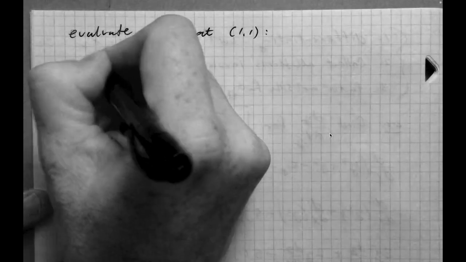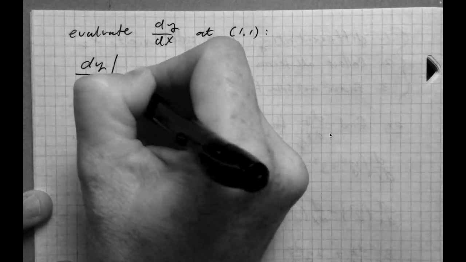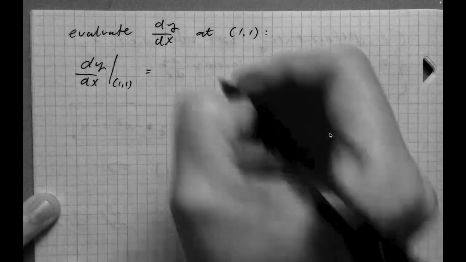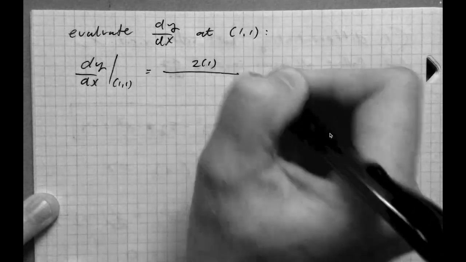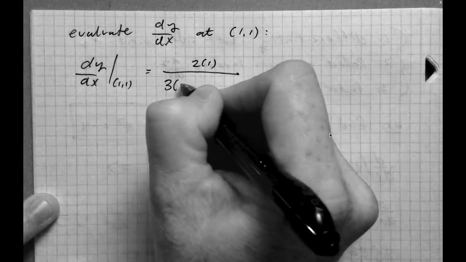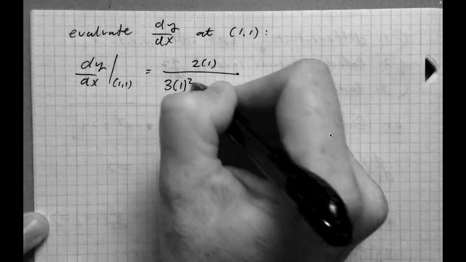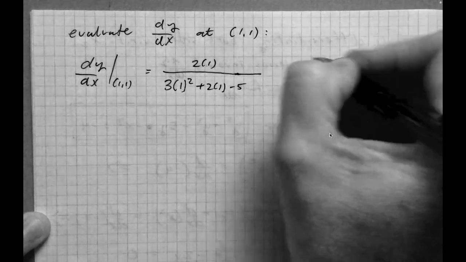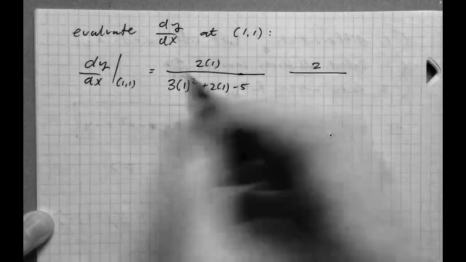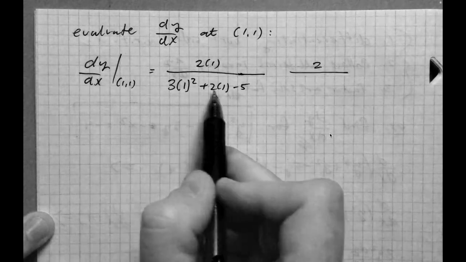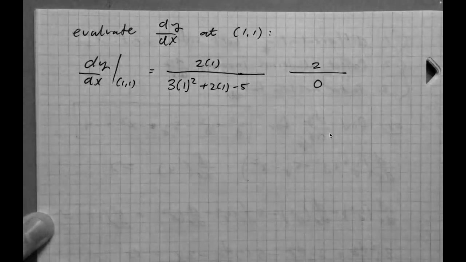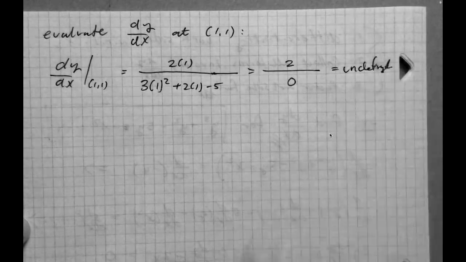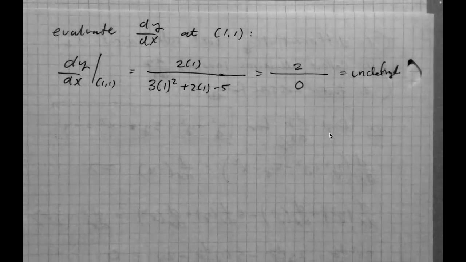Plugging in 1 for x and 1 for y, you'd get 2 times 1 up top. And below, if you recall, the expression is 3 times 1 squared plus 2 times 1 minus 5. Up top, I get a 2. Down below, I get 3 plus 2 minus 5. Oops. Uh-oh. So I get an undefined slope at the point (1, 1).